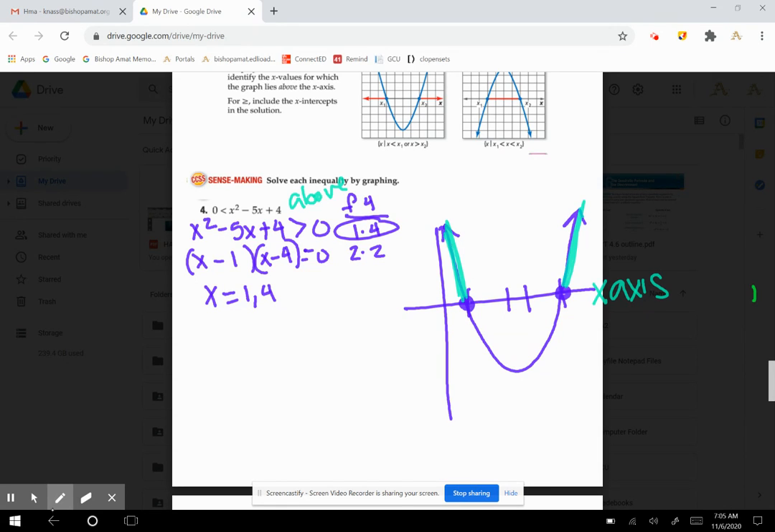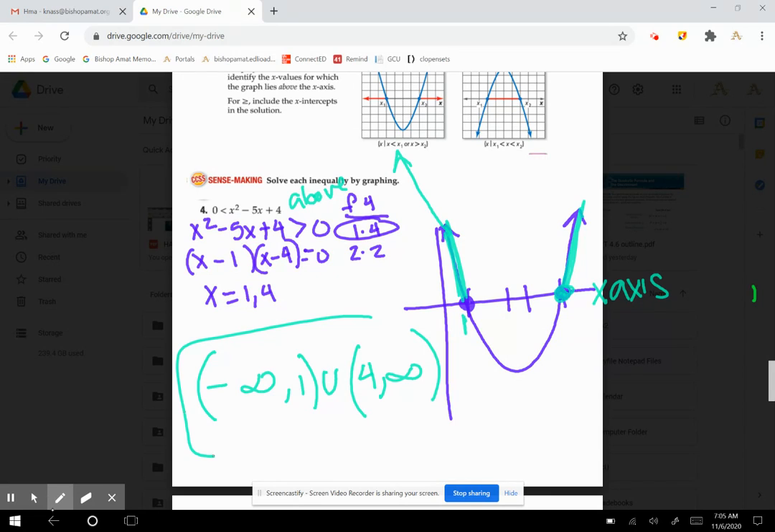So what are those points when it's greater than 0? Remember for our domain, we approach the domain by negative infinity. This is going up to negative infinity. So it goes from negative infinity and it stops here at 1. This is the value of 1. Then union, which means it picks back up over here at 4, and this line goes all the way up to positive infinity. So that would be our answer.